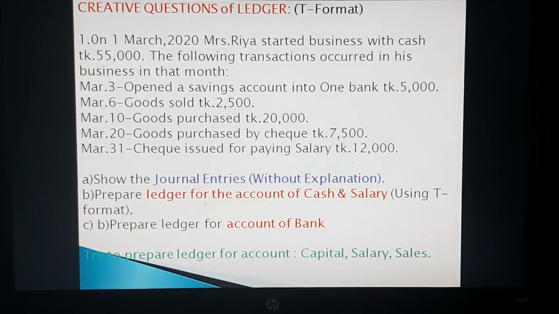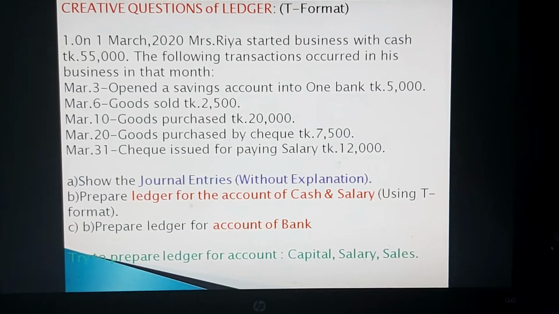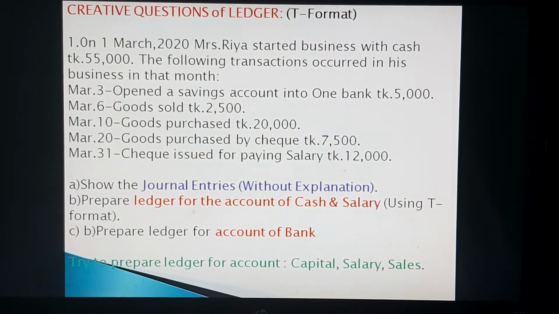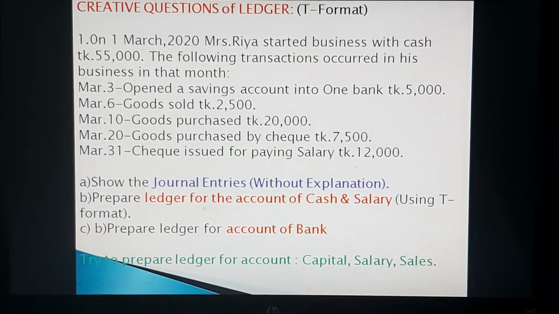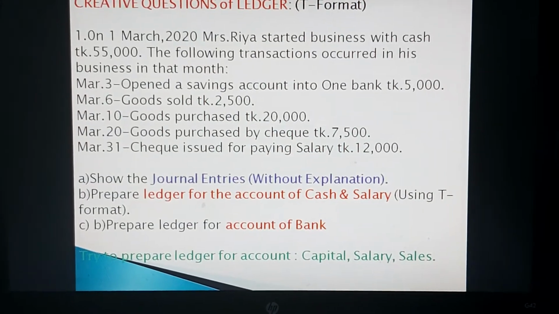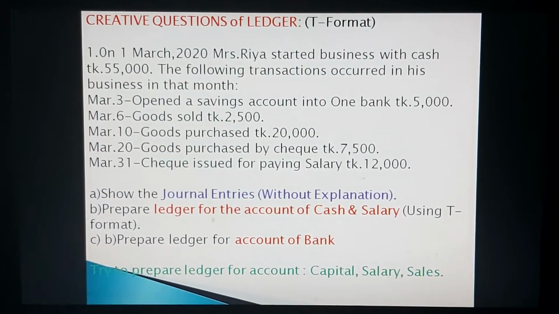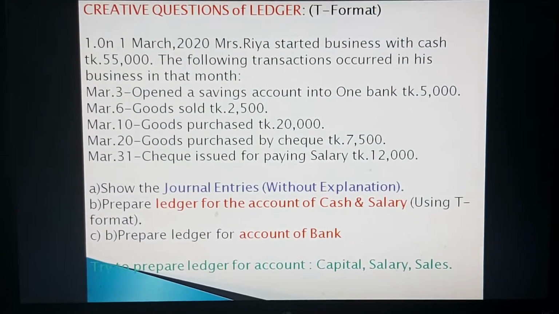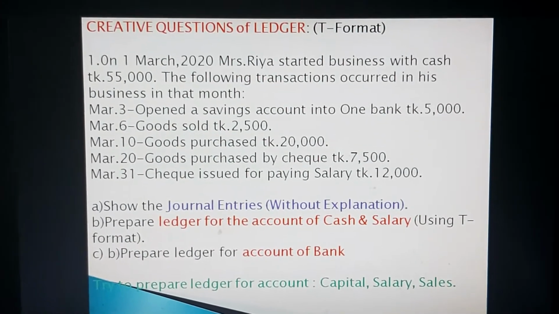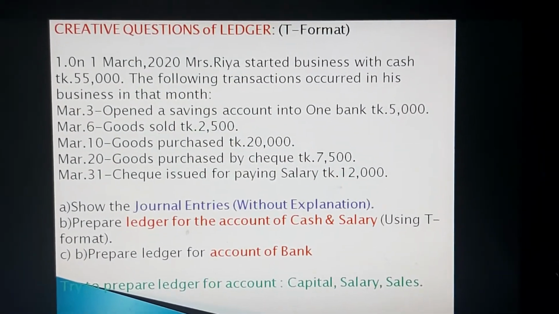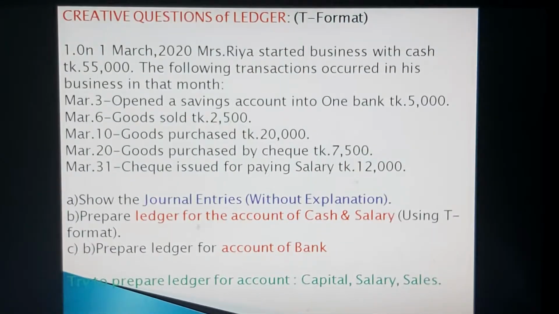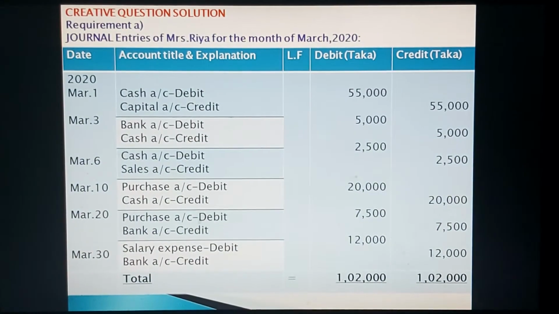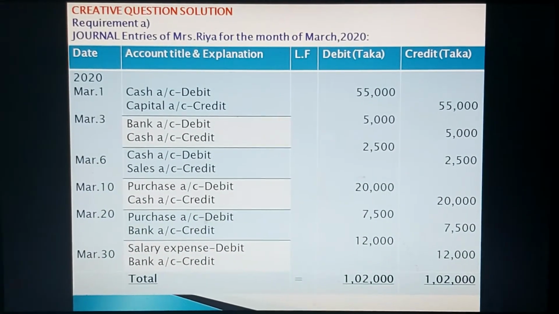Dear students, now March 3, opened a savings account into one bank taka 5,000. This is the same one but deposited into bank. And a bank account opened using savings account or current account. In this type of transaction, two accounts are related. Bank account, another one cash account. So March 3 you can write bank account debit taka 5,000 and cash account credit taka 5,000.